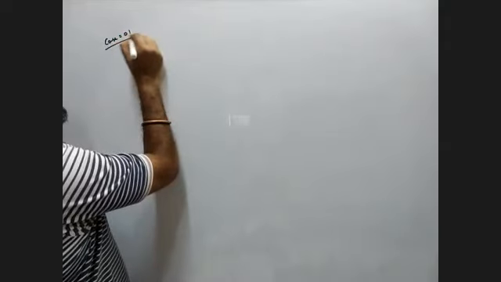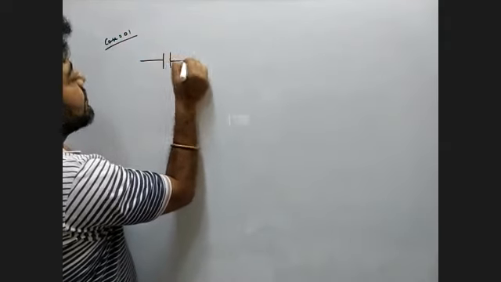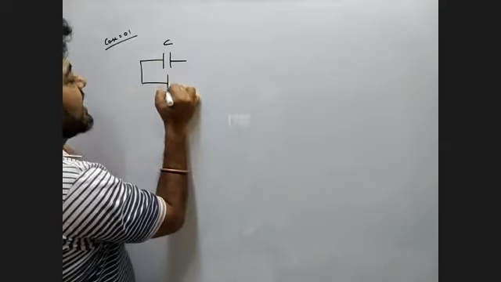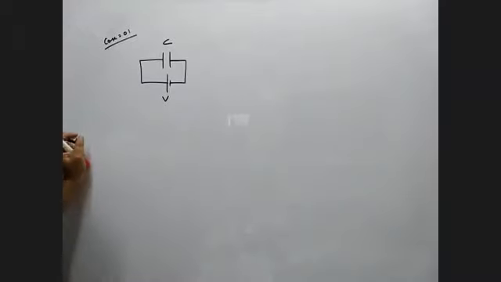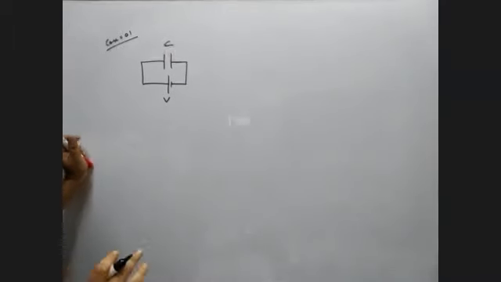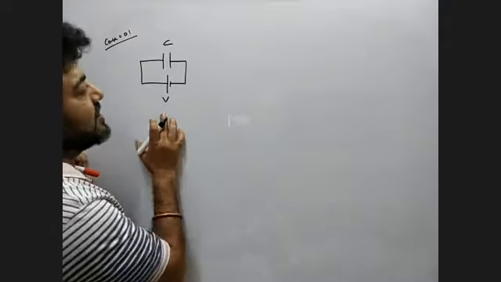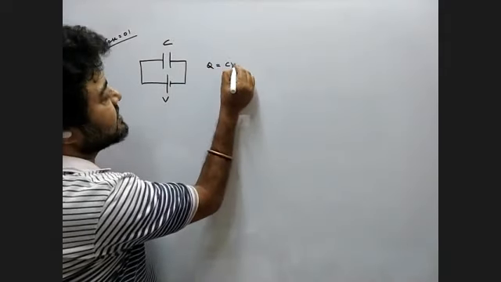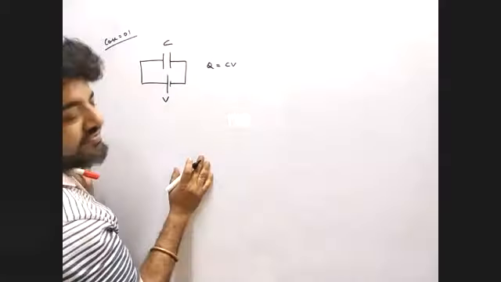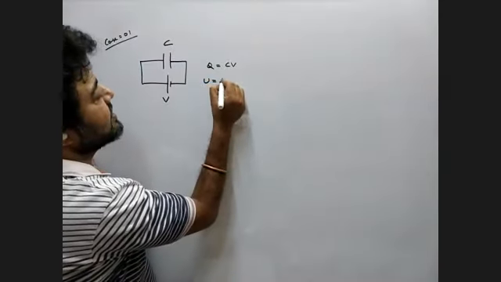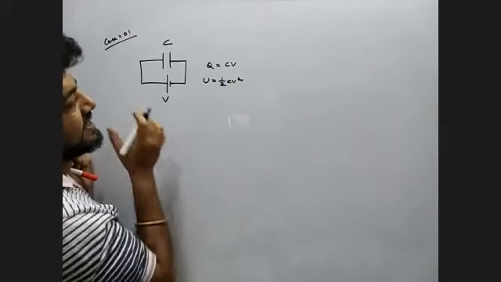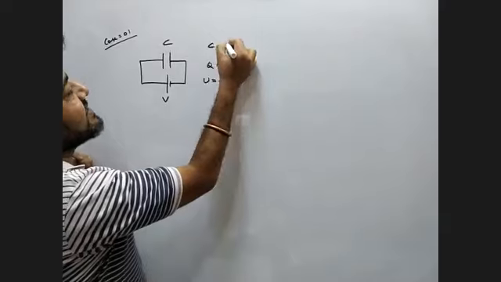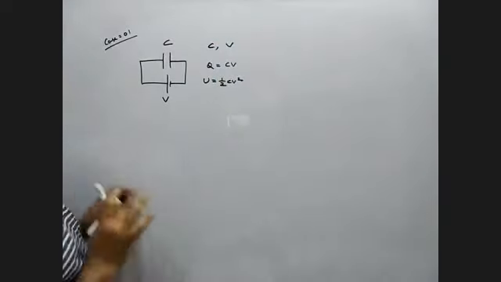Case one. Suppose we have a capacitor C, and we charge it with a battery of voltage V. So the charge stored is CV, and the energy stored is half CV square. C is the capacitance, V is the voltage. Is it clear, everyone?